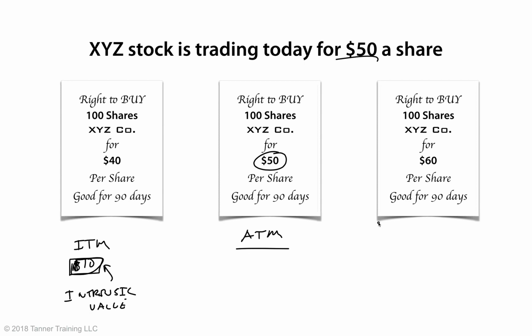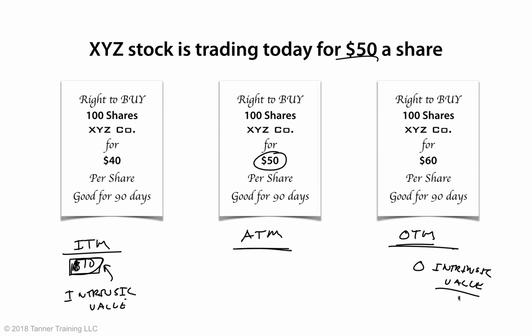Over here, however, let's say I want to go what we call out of the money. Okay, so we have at the money, in the money, and out of the money. Well, who would ever want to pay 60 for a stock that's only worth 50? So this is $10 out of the money. It has zero intrinsic value, right? It doesn't really have any value to it whatsoever.